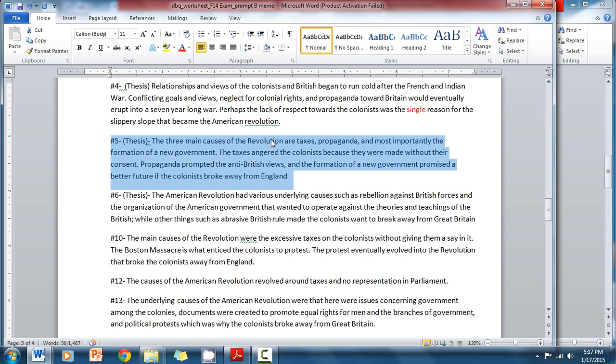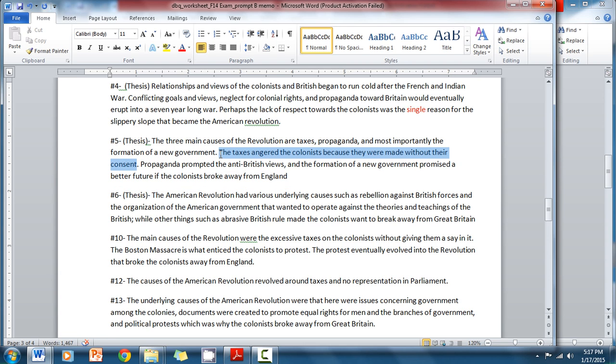Student number 5, the 3 main causes of the revolution are taxes, propaganda, and most importantly, the formation of a new government. Excellent classification of the different causes. The taxes angered the colonists. Okay, now this goes into detail about what's already stated. You don't need details in a thesis. Don't defend your thesis in the thesis. Defend the thesis in the body paragraphs. So, the taxes angered the colonists because they were made without their consent.